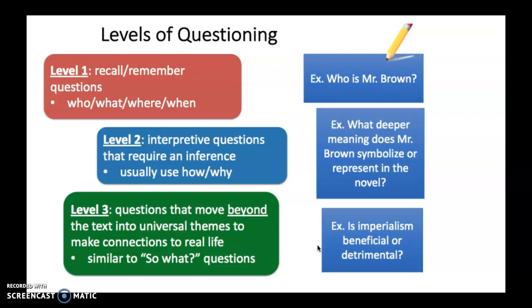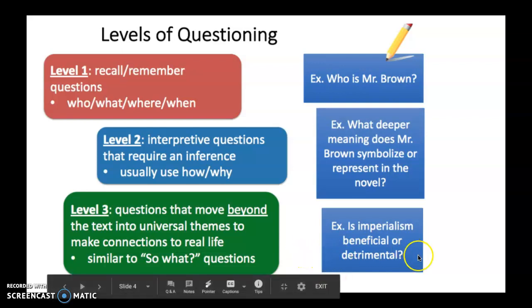Or you can look at love. How is love working in this book? How is love demonstrated? How is love depicted in an affair? Something around that topic, okay? Your answer can tie it specifically to a character, but the question itself cannot be tied specifically to a character.